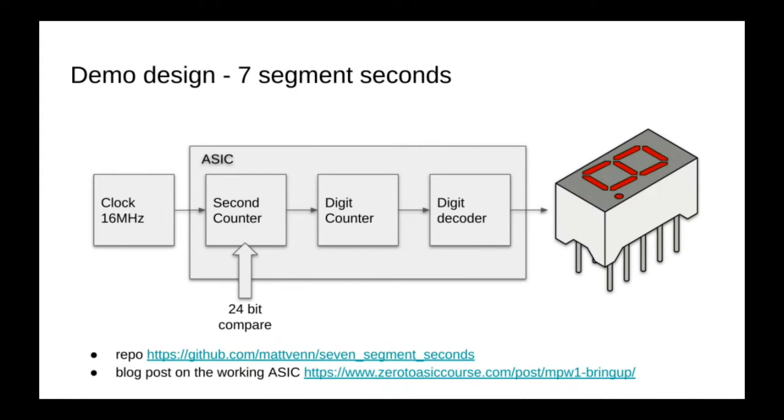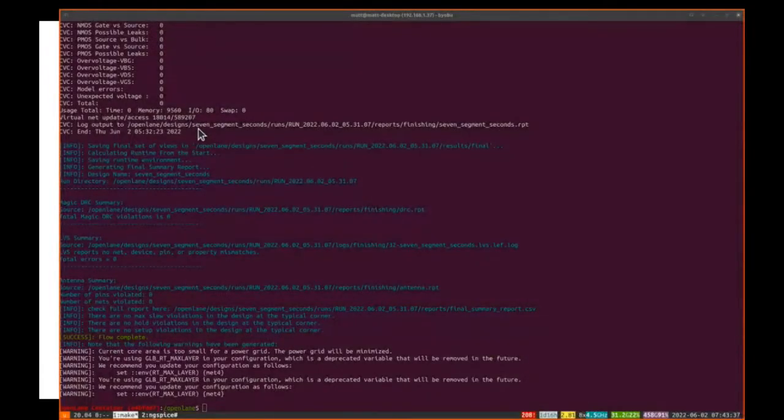on MPW1, that you saw working in that picture earlier. You can get the repo here, and you can read more about how I got that design working on this link. But it's extremely simple. It's just a clock and a programmable clock divider with a bit of combinational logic to do the digit decoding. The reason I wanted to use this was because it only takes about a minute or so to run. So let's switch to the terminal.